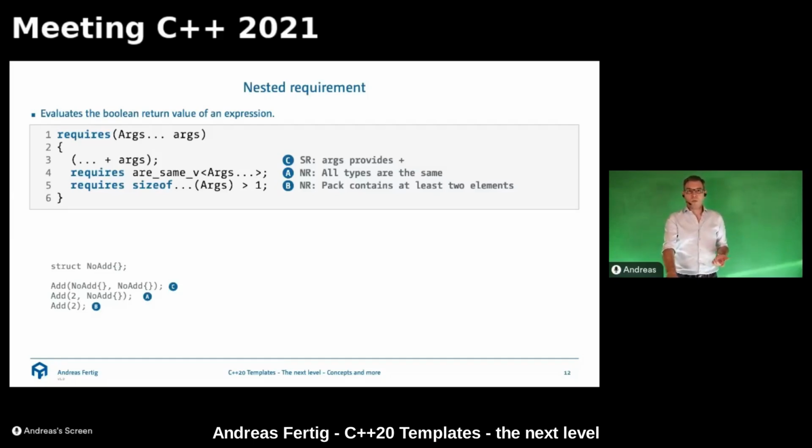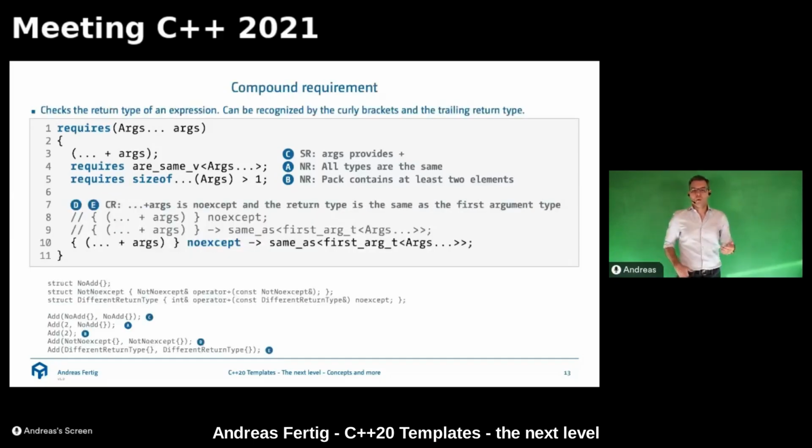So the last one we have to check is the compound requirement. And the compound requirement checks 2 things at once. It checks, or it can check, whether the expression was noexcept and the return type of this expression. So in line number 10, you see these 2 checks in one line. It starts with the curly braces, and then sadly I have to repeat my fold expression, as I said, probably due to my example. And then I say noexcept.